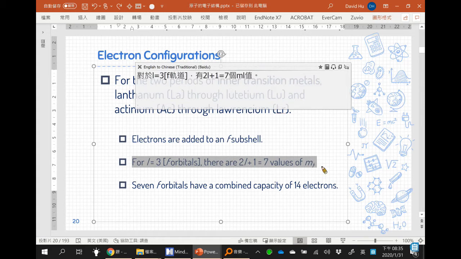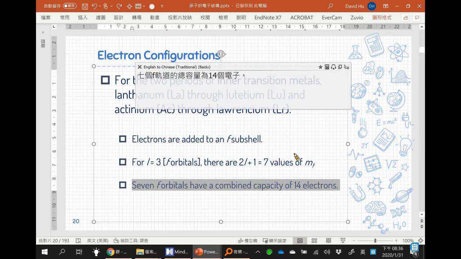For l equals 3, f orbitals, there are 2l+1 equals 7 values of ml. 好，当 l 等于3的时候，就是 f 的轨域，总共有 2l 加1，总共7个值的 ml，每一个 f 的 orbital 总共有7个，每一个可以放2个电子，所以 total 可以加起来放14个电子。7 f orbitals have a combined capacity of 14 electrons.